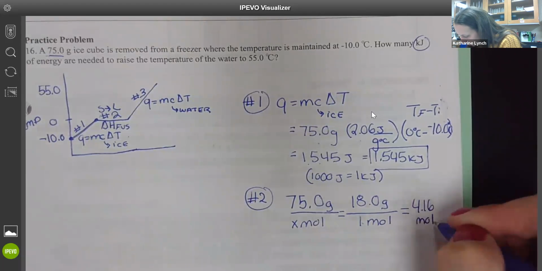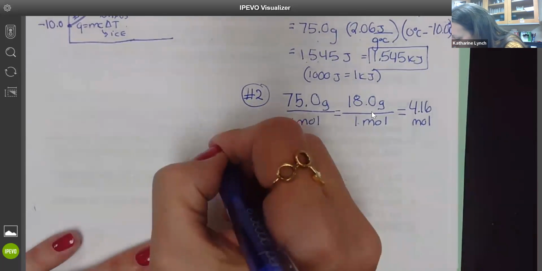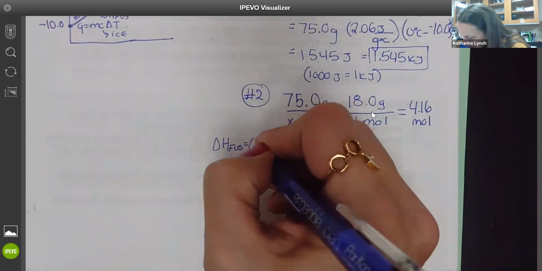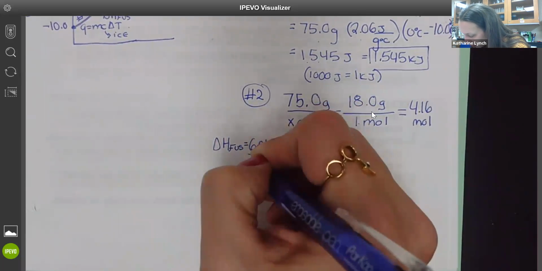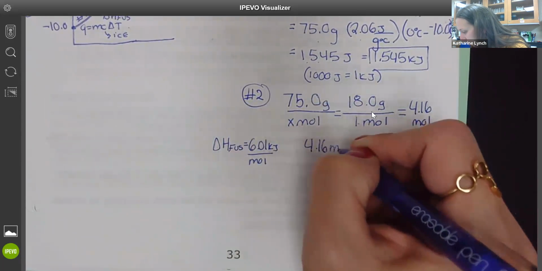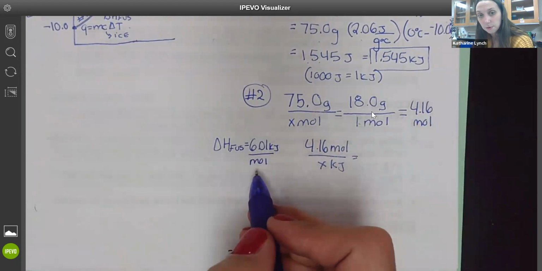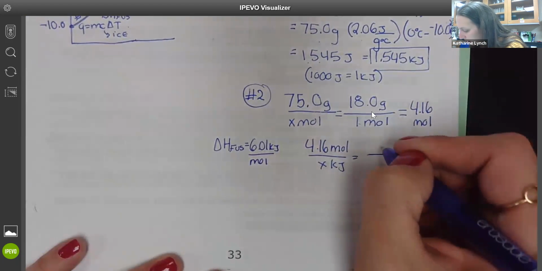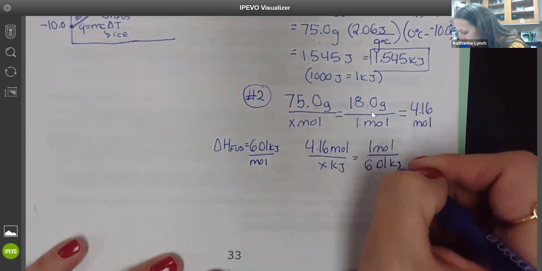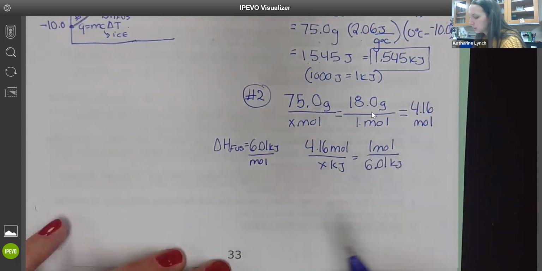4.16 moles of water. Now I'm going to do my next step using the delta H of fusion, which on the previous page is recorded as 6.01 kilojoules per mole. So I know if I have 4.16 moles of water, I want to know how many kilojoules that is. I'm going to take my delta H of fusion and pull it into my proportion and say for every 1 mole of water, there's 6.01 kilojoules required. Now I can cross multiply. I could divide by 1, but it's going to end up with that same value.